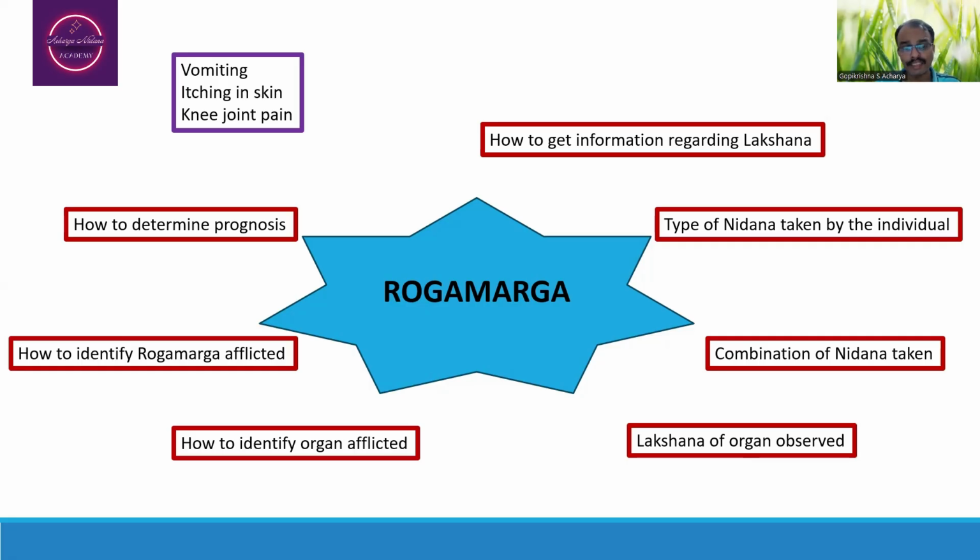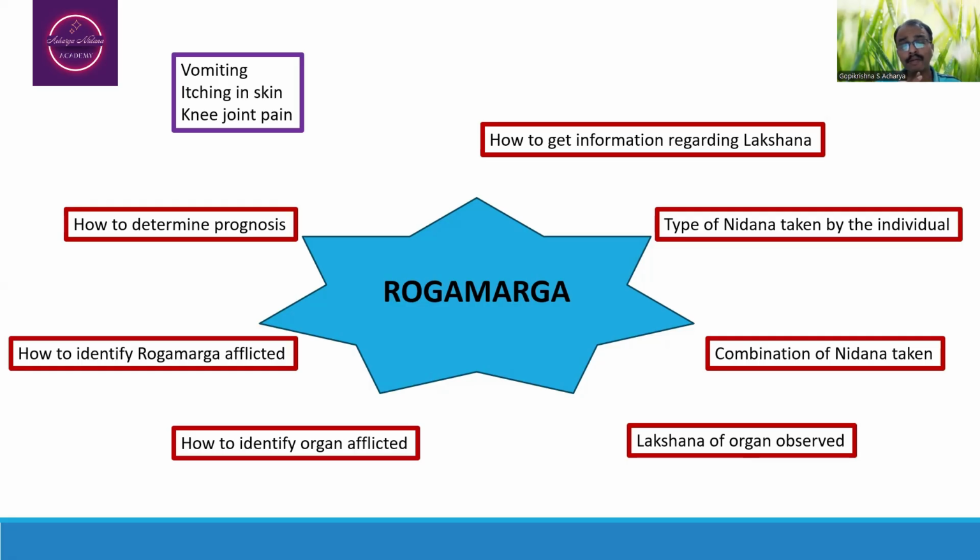If the person is having itching in the skin, we are going to say that the person may be having the Bahya Rogamarga affliction. And if the person is having any joint pain, we may say that there may be a possibility of a Madhyama Rogamarga affliction. This may be observed in a single individual, or these three complaints may be observed in three different individuals also. Depending upon that, we are going to identify the Rogamarga affliction there.